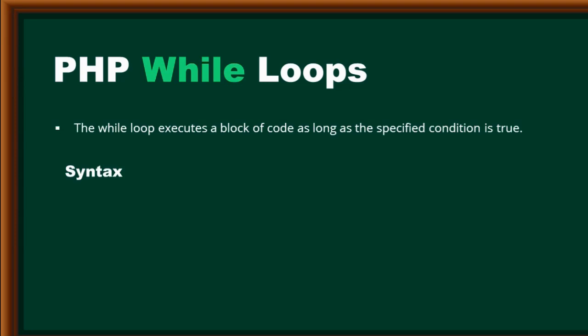Let's take a look at the syntax for a while loop. So this is what the syntax looks like. You start with the name while, and then this is where you specify the condition to be true inside the parentheses. As long as the condition here is true, the block of code between the curly braces will continue to execute until this condition is no longer true. Let me explain and illustrate using an example.